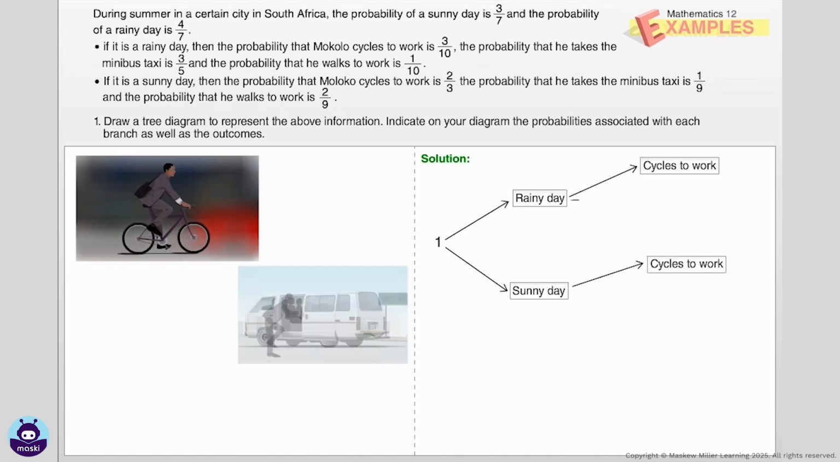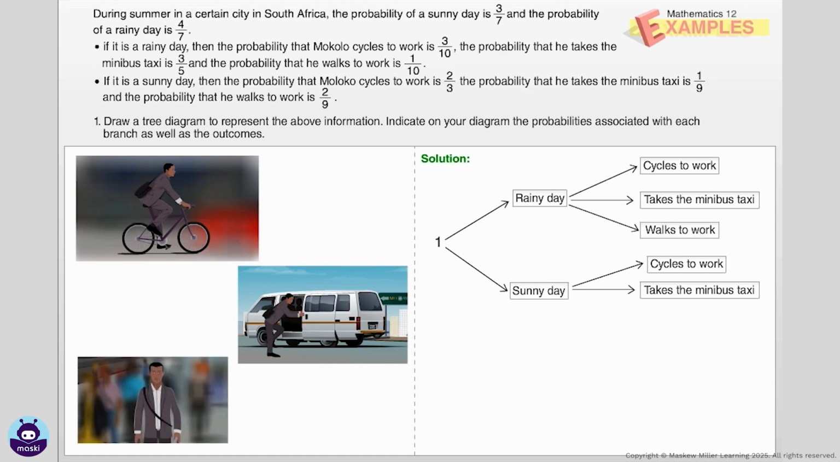Solution. Let us draw a tree diagram to represent the above information. We start with the event that the day is either a sunny day or a rainy day. We have been given 3 possible options for Moloko to travel to work. He either cycles to work, or takes the minibus taxi, or walks to work. We can now denote the probabilities on each of the branches for all the combinations. We are now ready to answer the question.